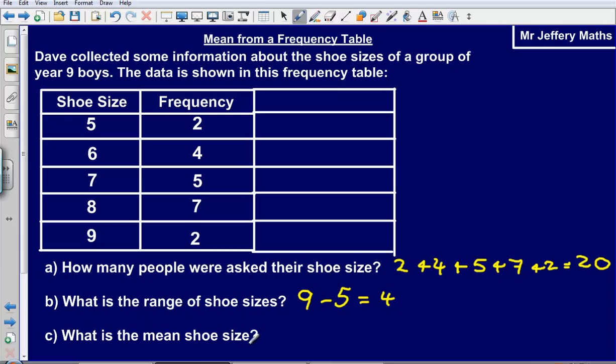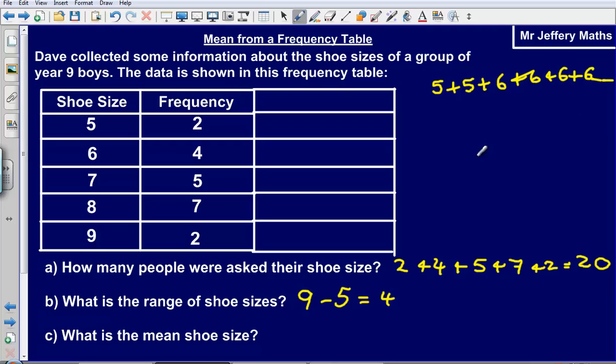Lastly, what is the mean shoe size? Now, again, let's go back to this idea here that 2 people have said size 5. If we were trying to work out the mean, we could do 5 plus 5, and that's the 2 size 5s. Then we could add the 4 6s together. So plus 6, plus 6, plus 6, plus 6. As you can see, carrying that on all the way along, this is going to take us a long while to work out and write out.